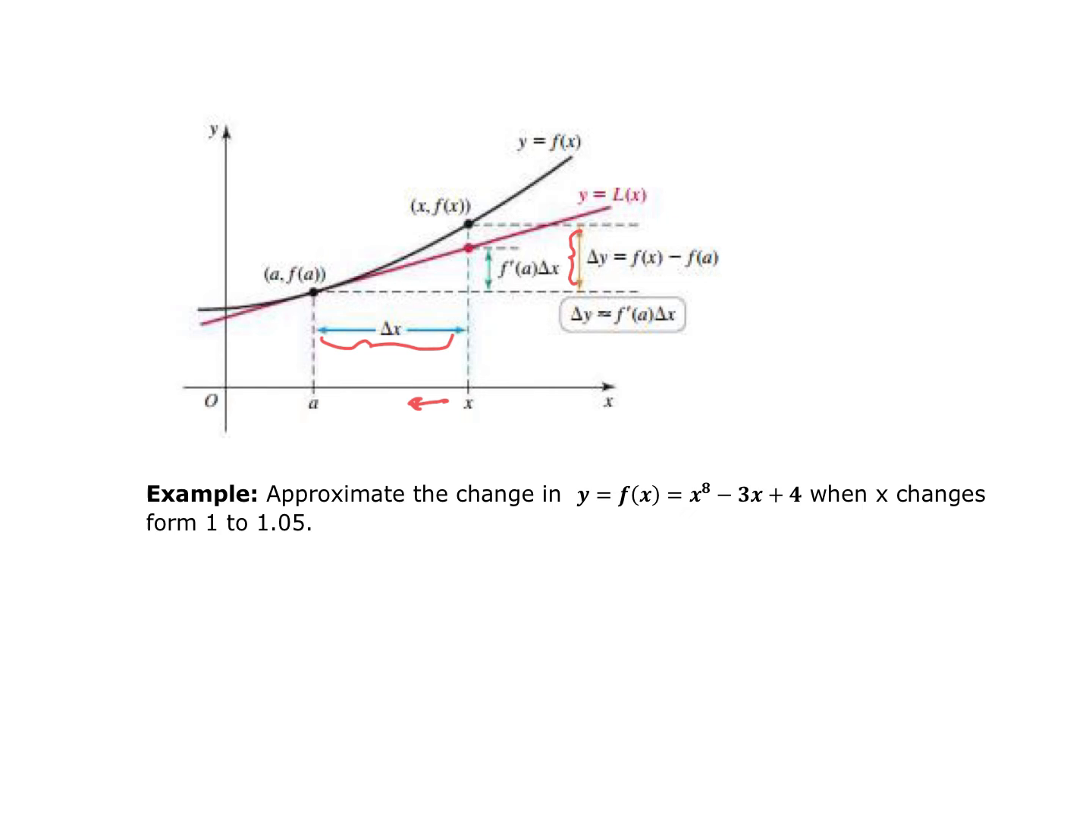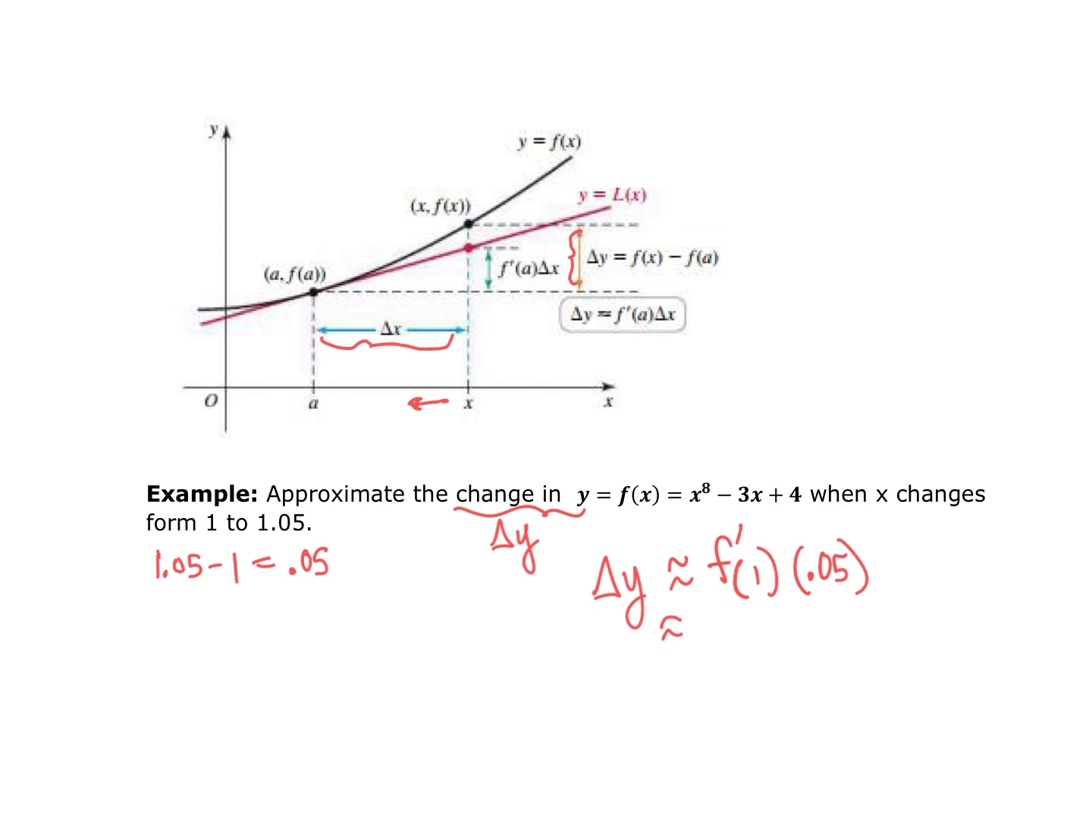Okay, let's look at another example. Approximate the change in y if the function is x to the 8th minus 3x plus 4 when x changes from 1 to 1.05. So our delta x, 1.05 minus 1, is going to be 0.05. The change in y, we're going to call delta y, and we know that delta y can be approximated by f prime at 1 times the change in the x, which is 0.05.